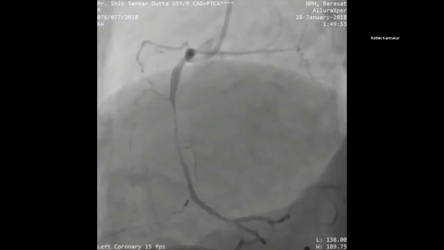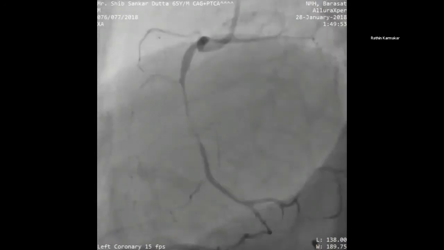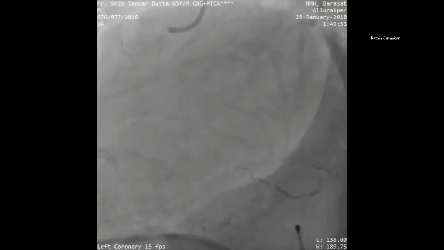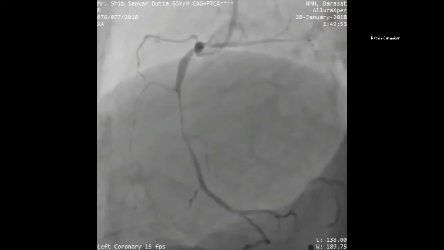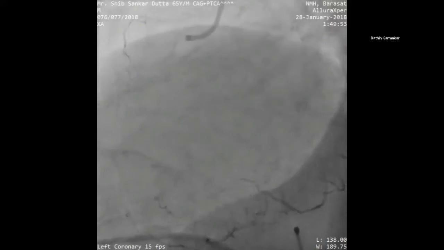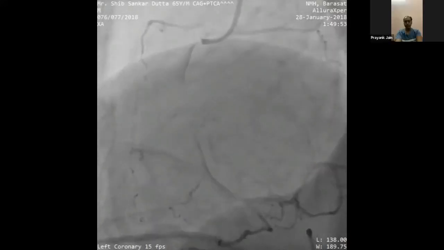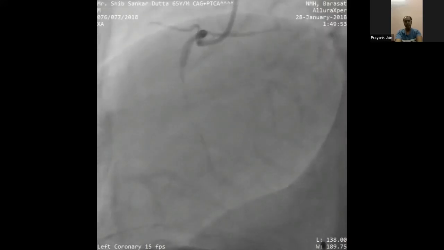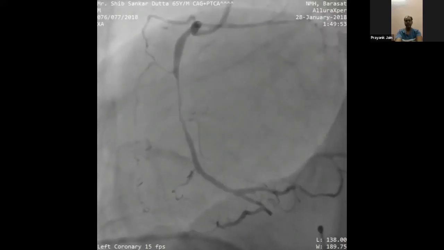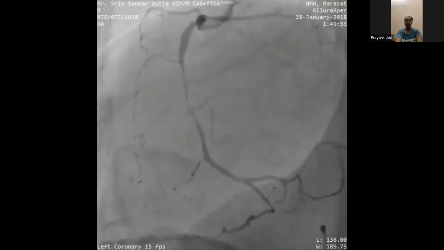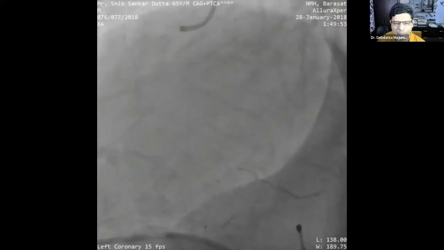And regarding the use of temporary, as Mani was saying, it may be personal choice, but most of the time I try to avoid putting a temporary in the RV in the background of inferior MI because I might be injuring the infarcted RV. That may be a reason for perforation. So I would also like to avoid pacing in a patient who is otherwise stable. And if the patient responded well to IV fluids and the heart rate is responding otherwise, we can probably avoid temporary pacing. Did you give atropine?